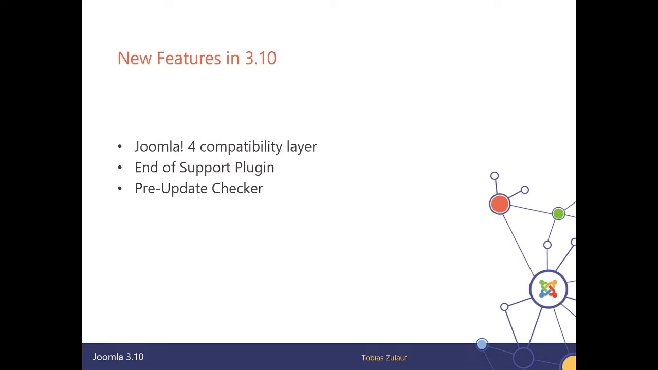That was also the case from 2.5 to Joomla 3, and this will also be the case for Joomla 4. But the pre-update checker will help you migrate and have, in the end, some kind of checklist of which extensions you need to check, and which extensions are up to date and run on both versions.